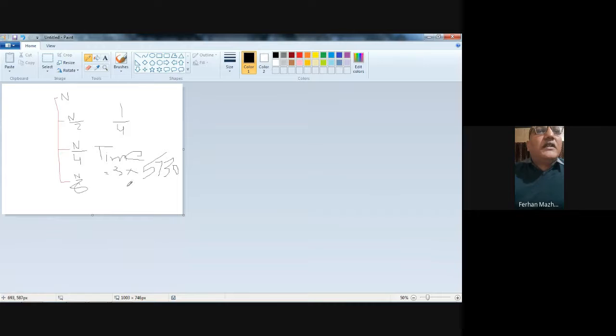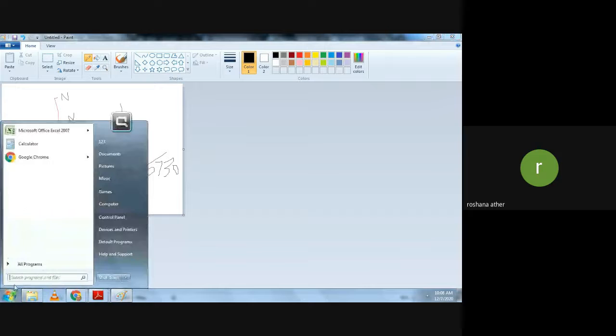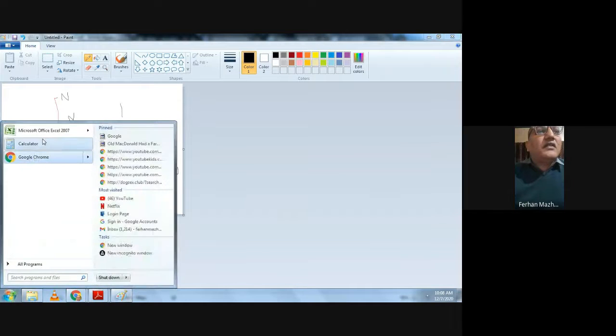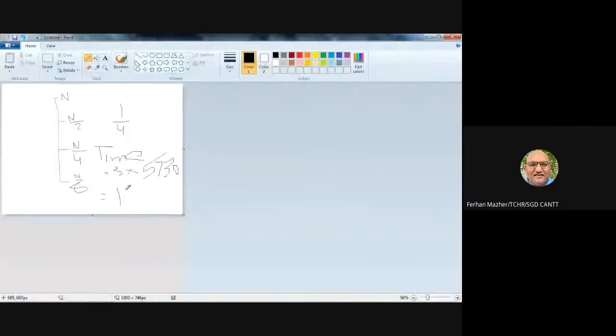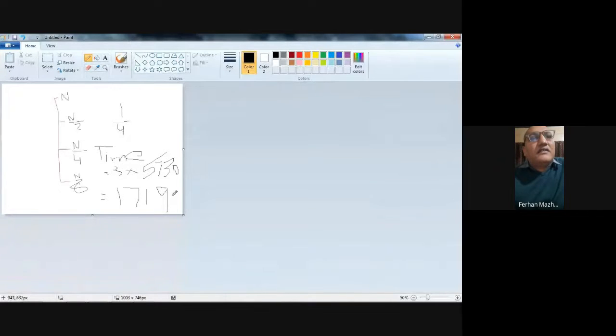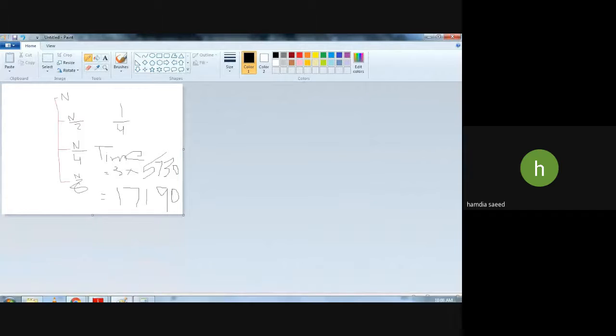Do you have a calculator? So just multiply 3 by 5,730. So the total time will be 17,190 years. That is the answer.